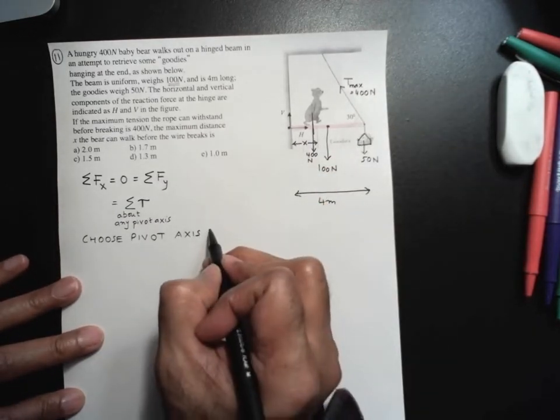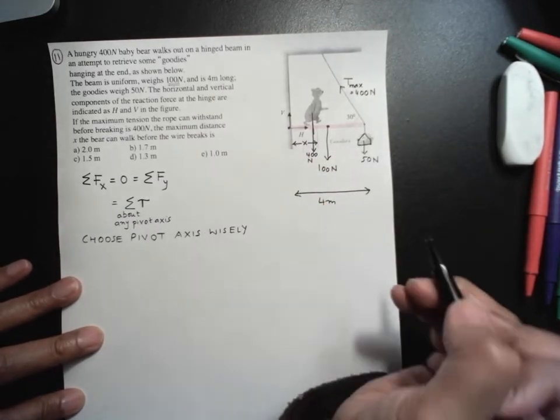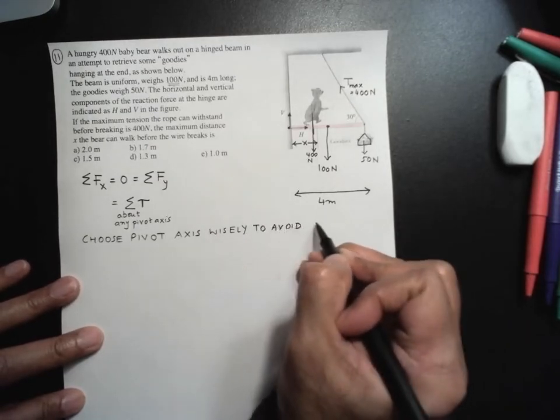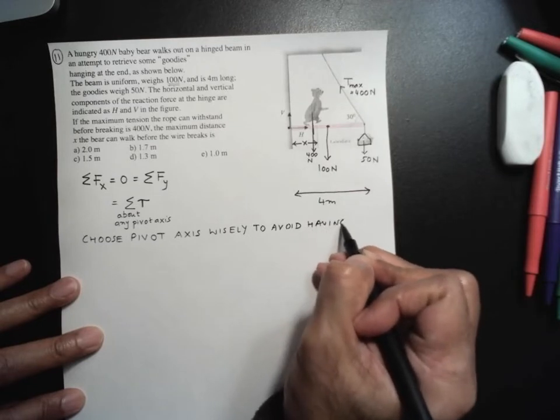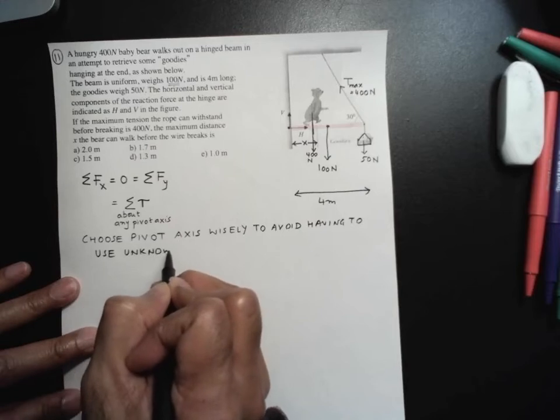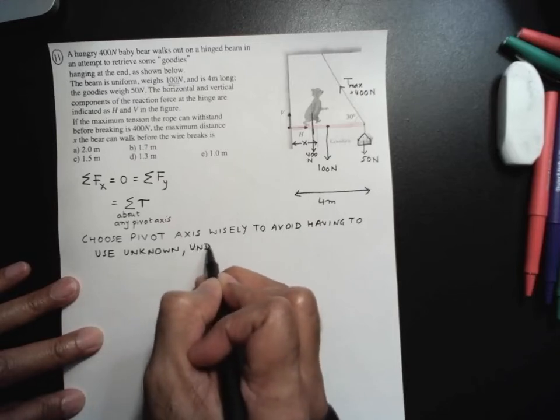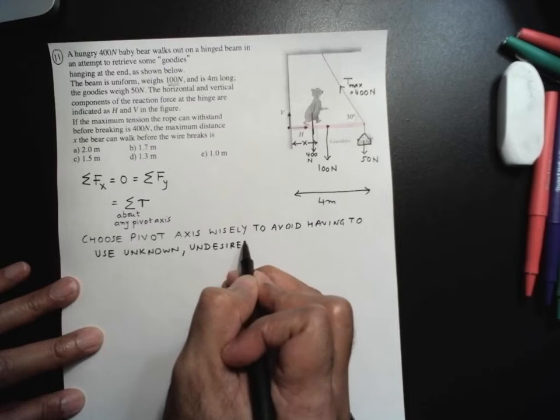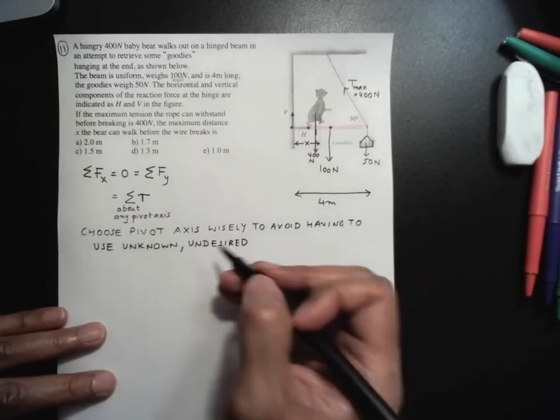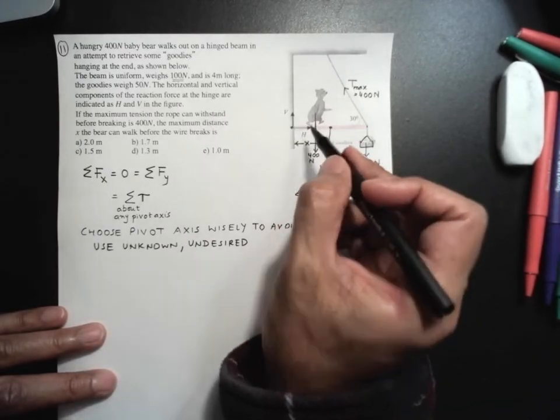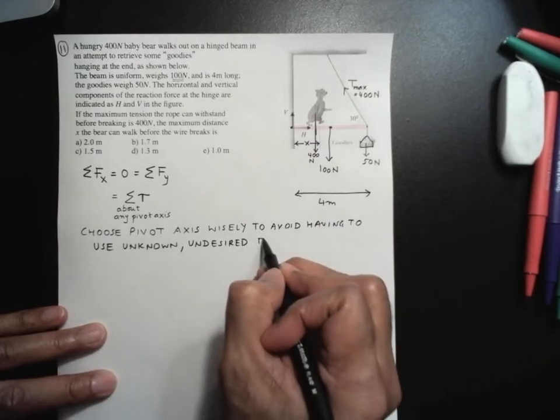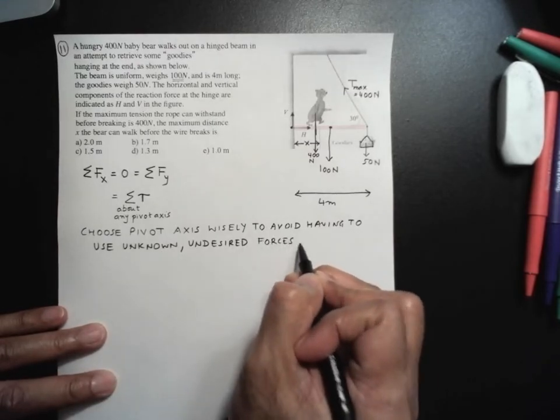But if you choose it wisely, to avoid having to use unknown, and not just unknown, but undesired forces. Sometimes there's an unknown quantity that you want to find out, that's a desired unknown. But sometimes you don't really care. No one's asking about V or H. So to avoid having to use unknown, undesired forces, okay?